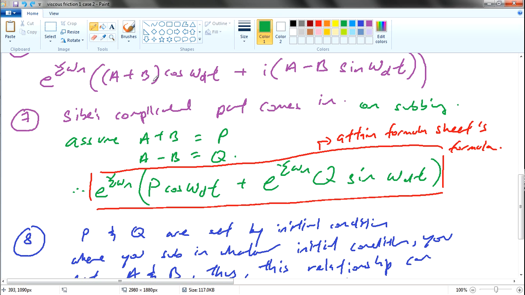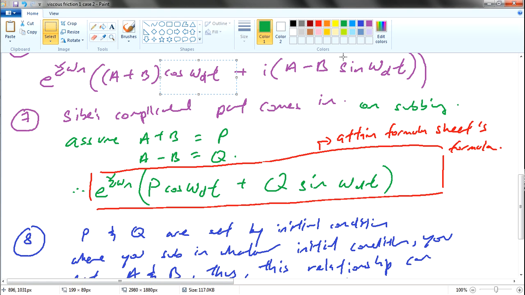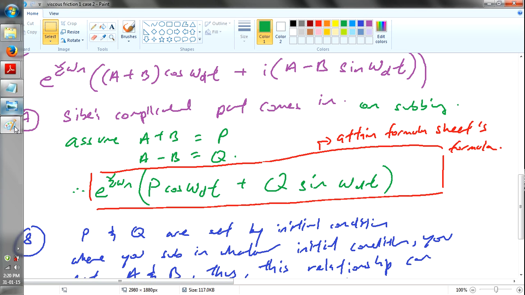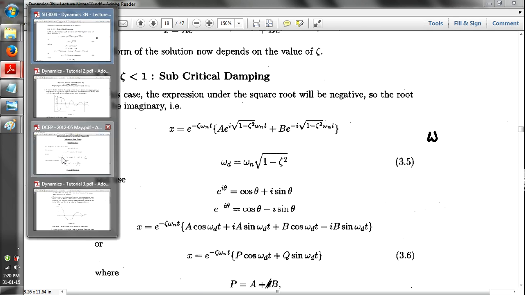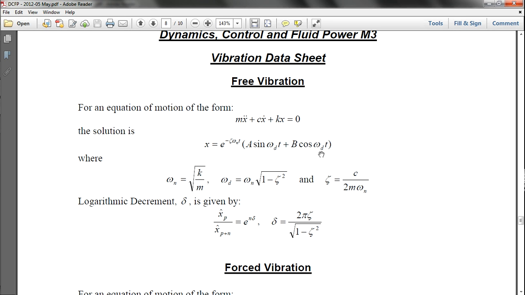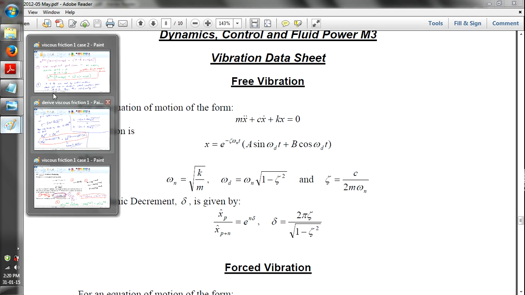Hold on a while, I don't know why I put that. It should be this equation: a − b is equal to q, and a + b is equal to p. The cosine and the sine are the same as the cosine and the sine over here; I didn't touch this. With this we derive the formula in the formula sheet. So if the test asks you to derive a formula for the formula sheet, this is how we do it.